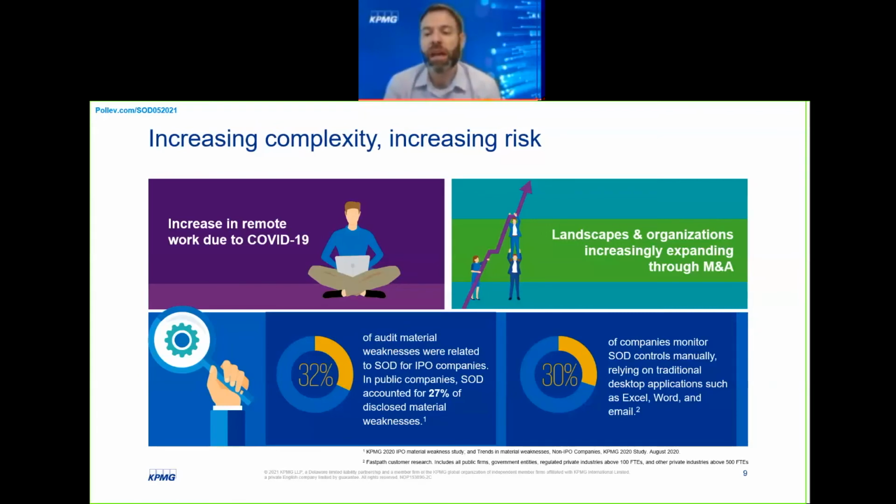And when we talk about a lot of the root causes of why this is still a problem, yes, there's all the things we talked about: the technology impacts, the COVID impact, the M&A impact. But this last one here is a big driver too, which kind of gets to our framework and how we can do better. We're seeing almost a third of the people out there are using manual monitoring methods, right? Using desktop applications like Excel and Word and email to manage SOD, which is neither efficient nor sustainable, and that leads to a lot of issues.